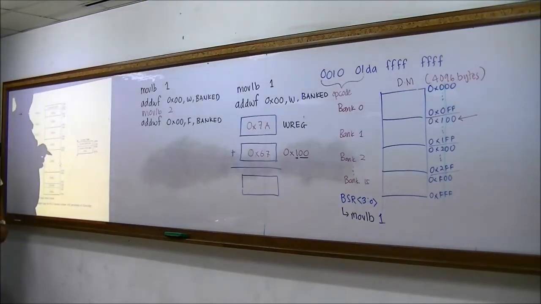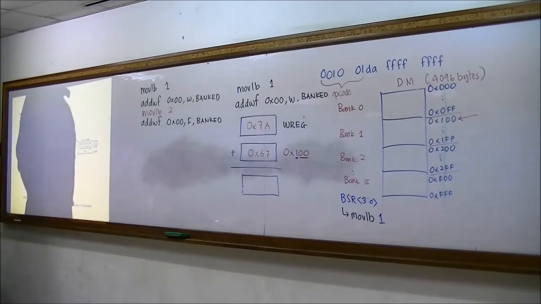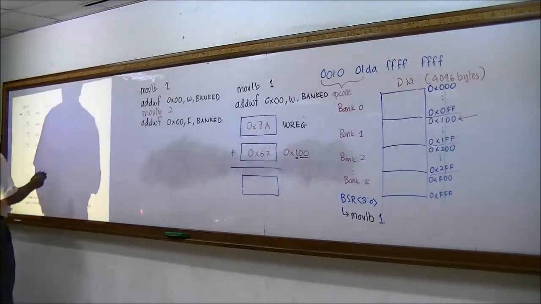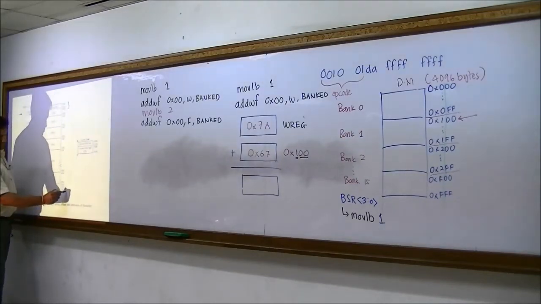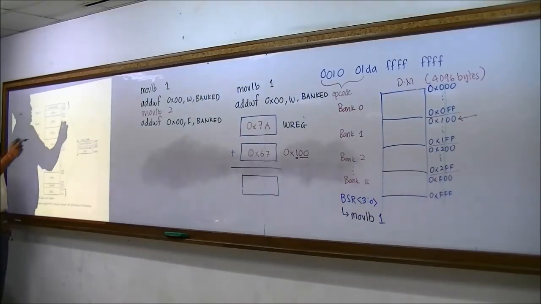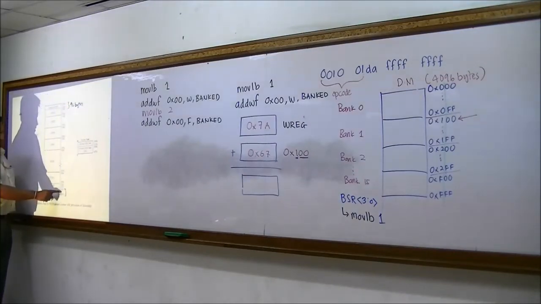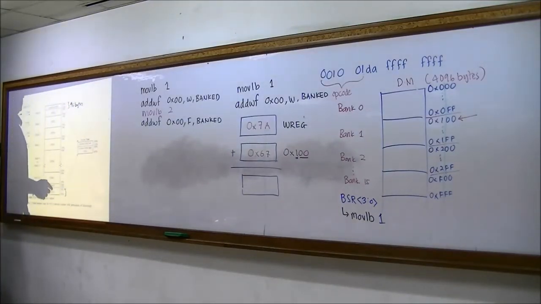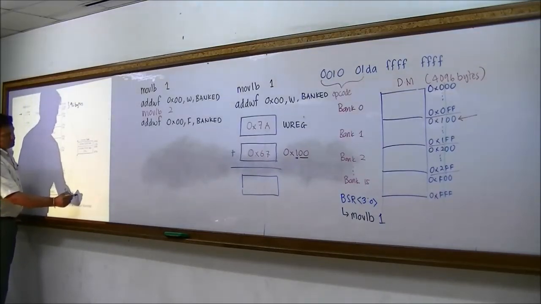00 to 5F is how much? How many bytes is that? 00 to 5F is actually hex 60, right? Convert hex 60 into decimal. This is 96 bytes, and from 60 to FF you get 160 bytes.